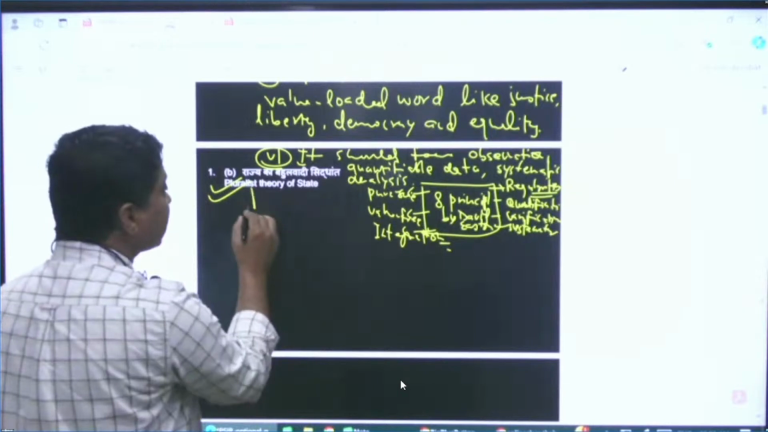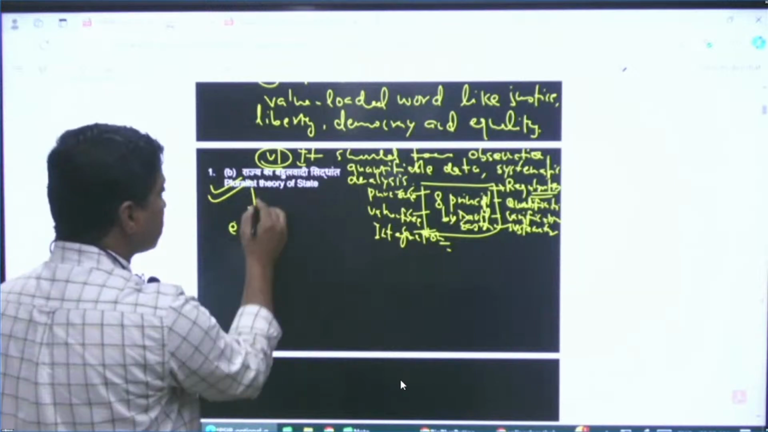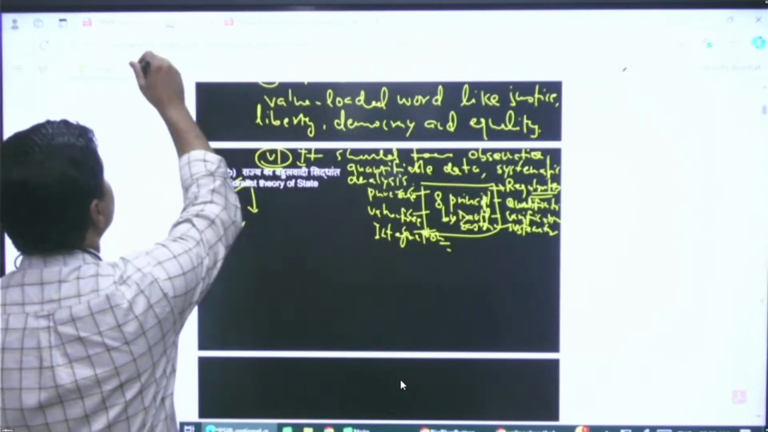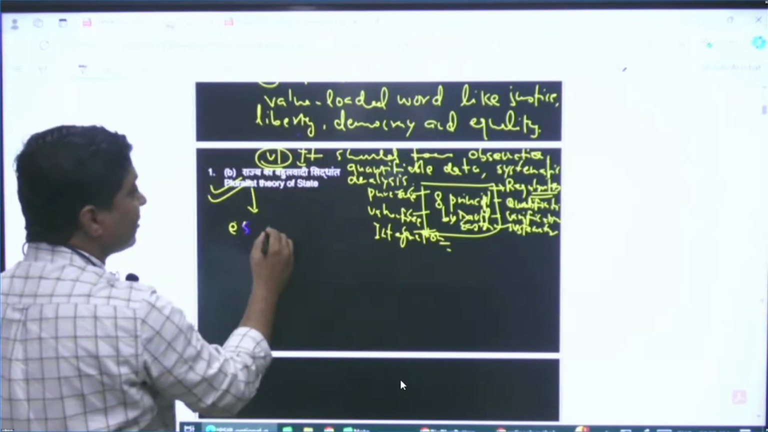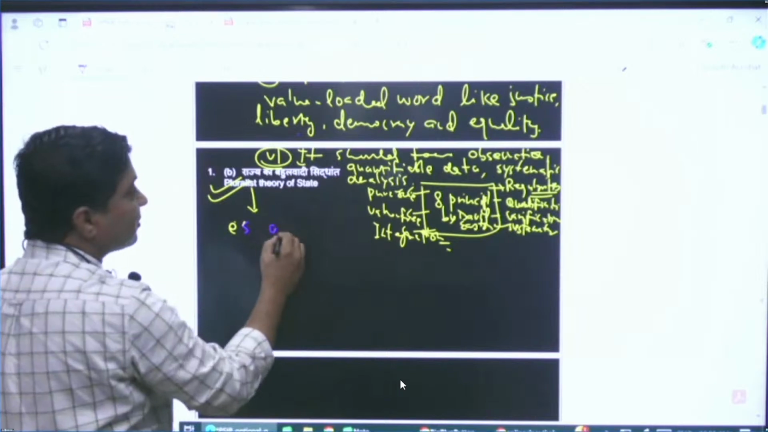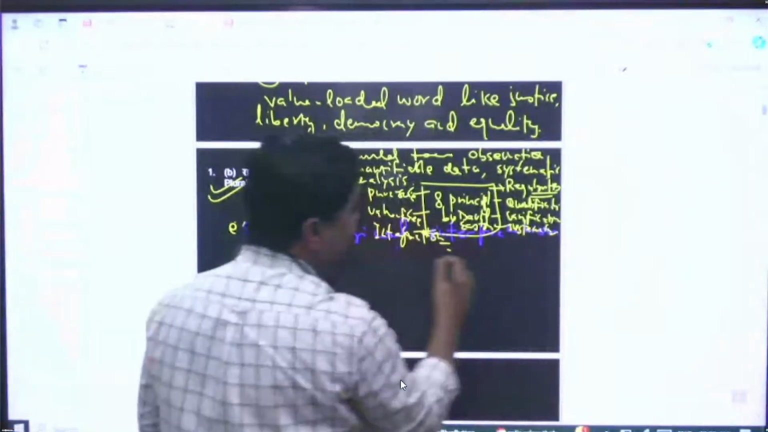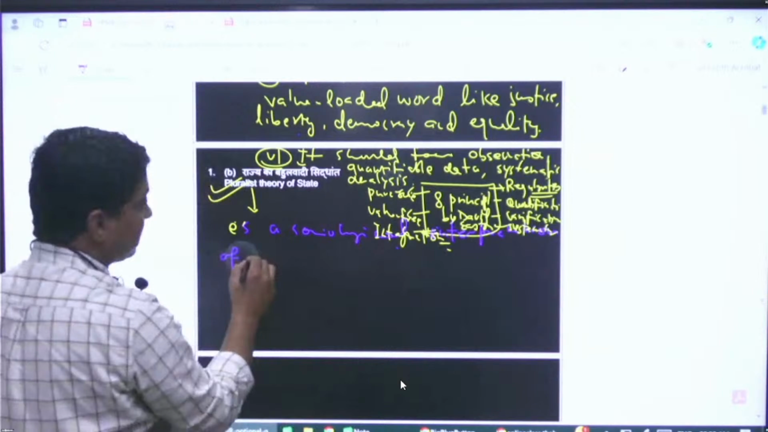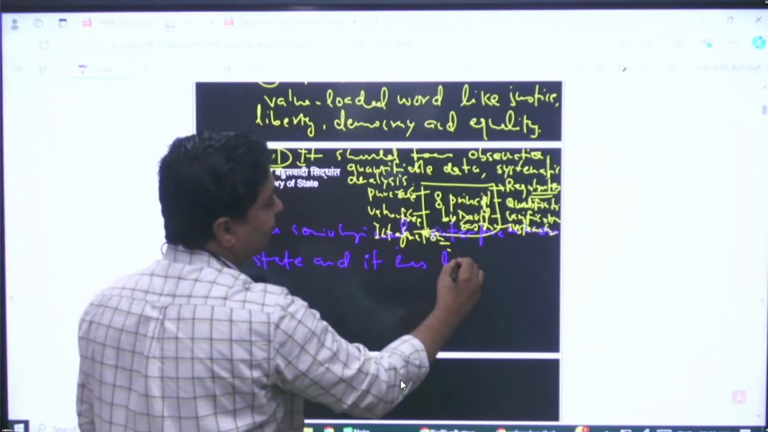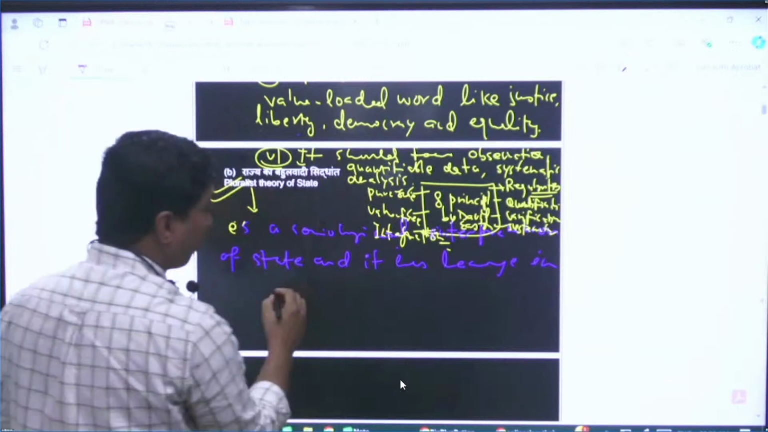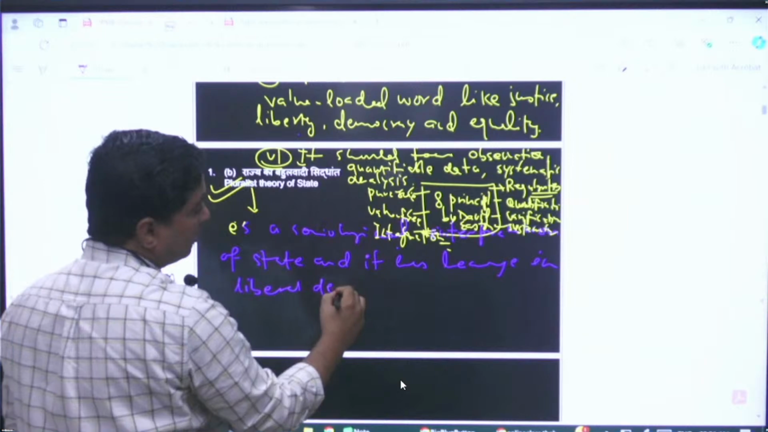Pluralist theory of state is a... so first you have to write the introduction. Pluralist theory is a sociological interpretation of a state, and it has lineage in liberal democratic theory.